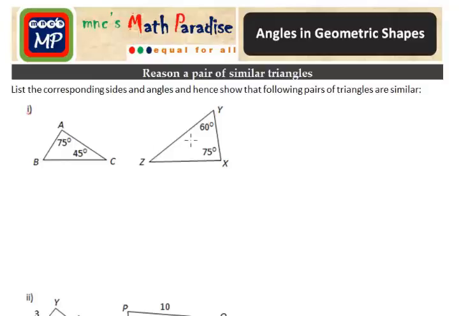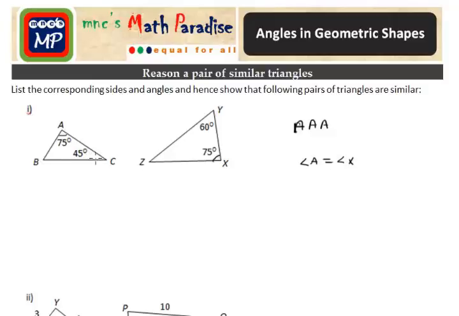Here ABC and XYZ, two triangles are given, and two of their angles are given. So to check whether these two triangles are similar or not, we will be using the AAA, that is the three angle property. If three angles are equal, then they are similar. If not, they are not. Here 75 degree angle A and angle X are given. So angle A and angle X are equal, so they are corresponding angles.